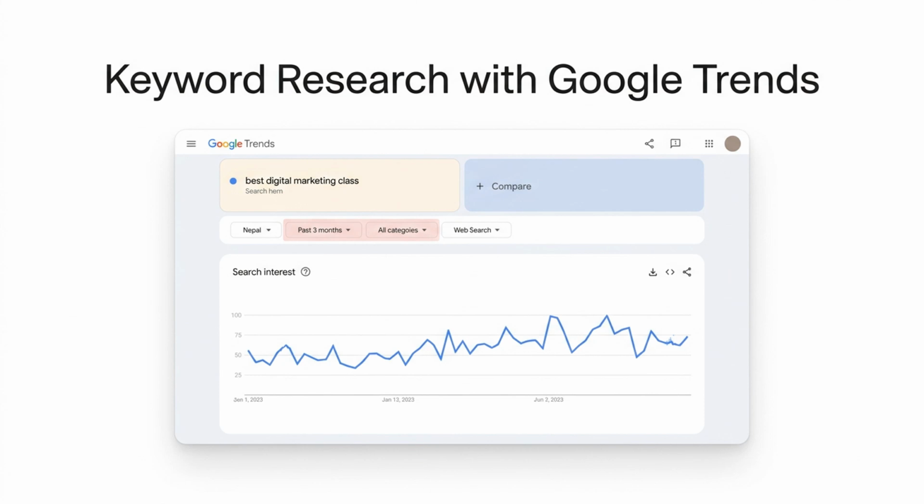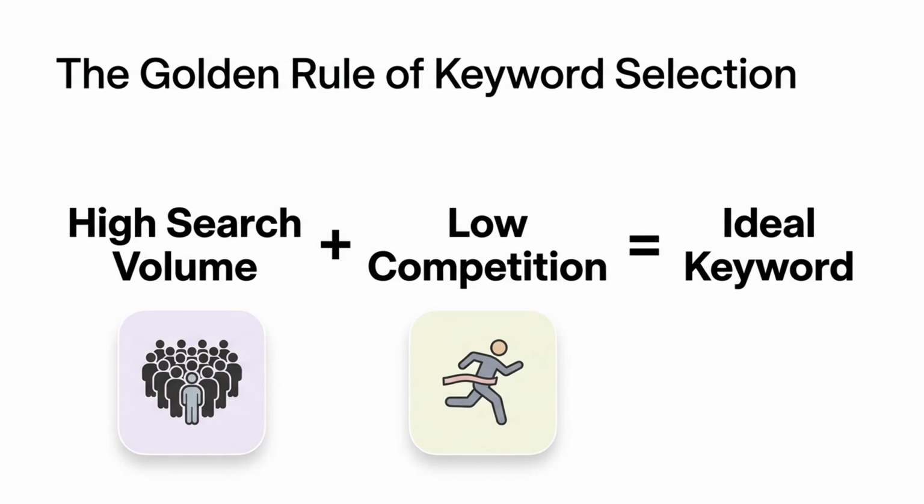for right now. As you filter through these initial ideas, there is a fundamental rule you must always keep in mind. Your primary goal is to find keywords that have a high search volume combined with low competition. High search volume ensures that people are actually looking for this topic, while low competition means you have a realistic chance of ranking on the first page of search results. Mastering this balance is the core of effective keyword research.